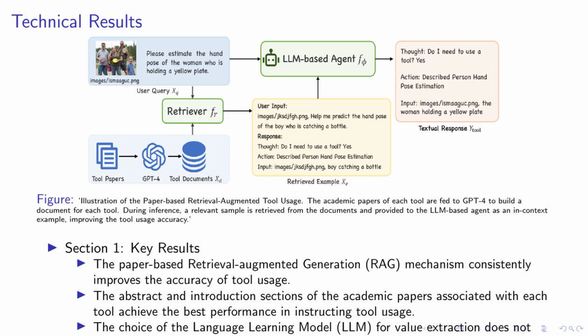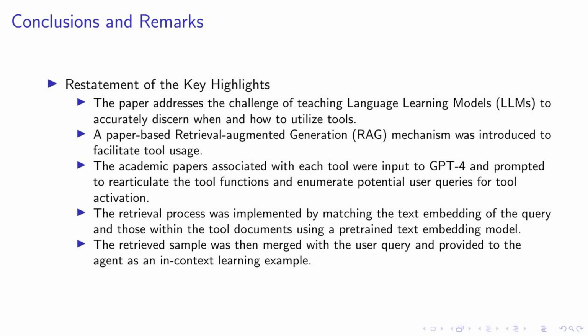Conclusions and remarks. Further insights and findings. The paper-based RAG mechanism significantly improved tool usage accuracy, as demonstrated in our ablation studies. Incorporating the abstract and introduction of academic papers into the prompt achieved the best performance, indicating these sections often cover the tool function and potential applications.